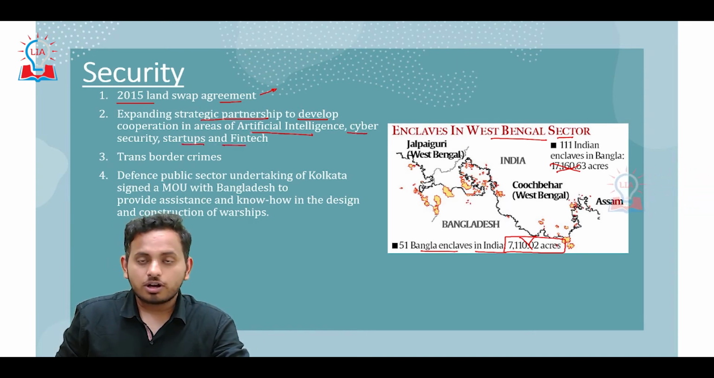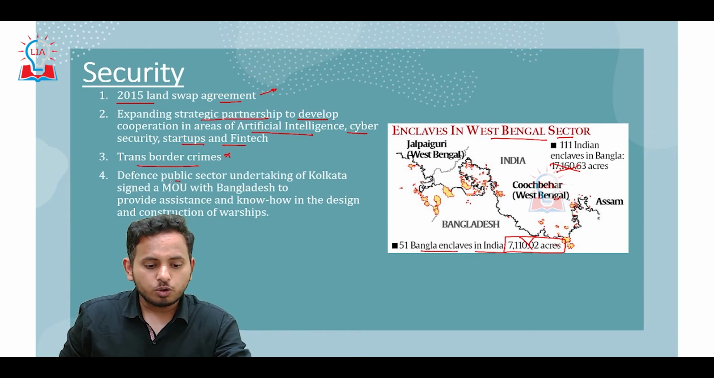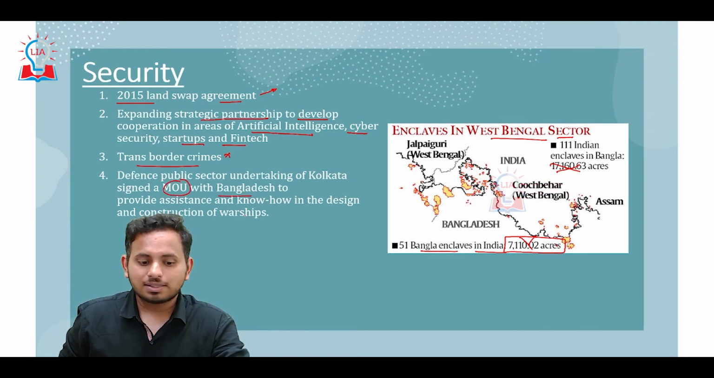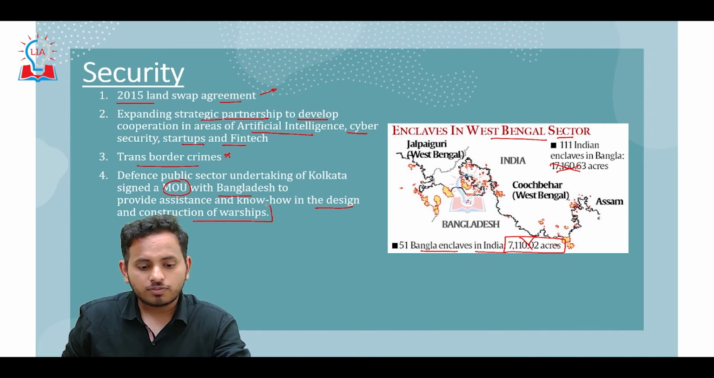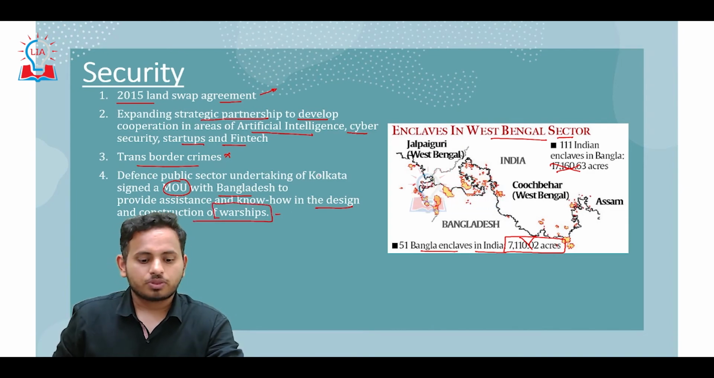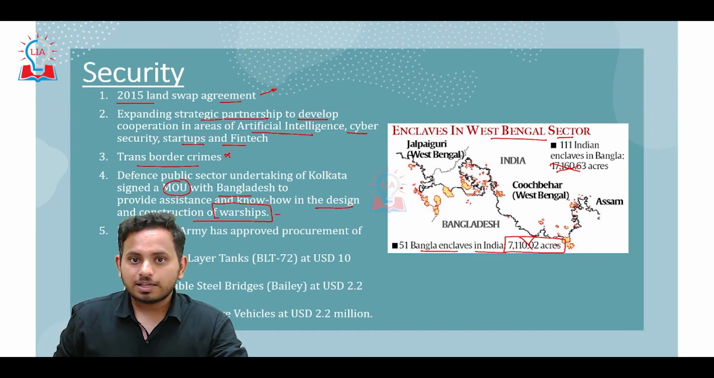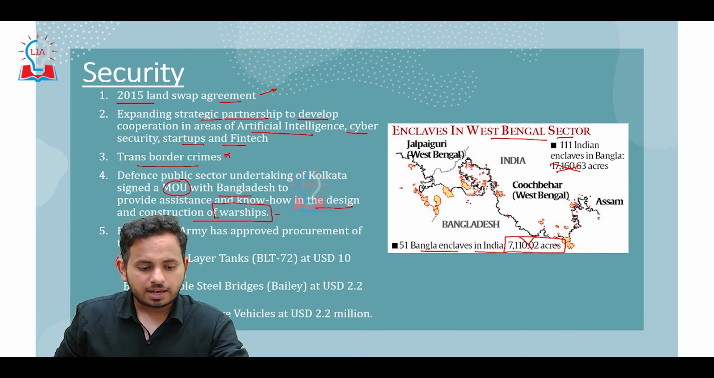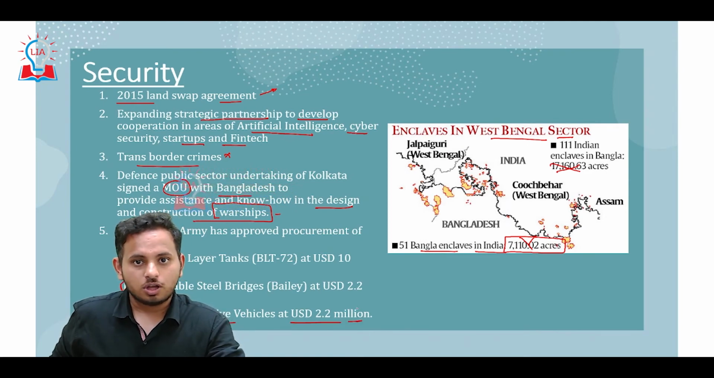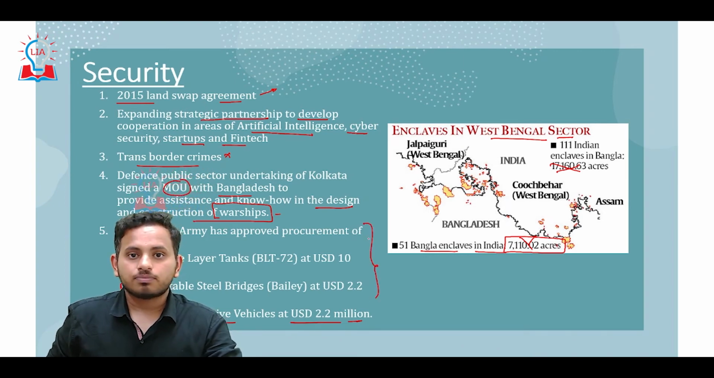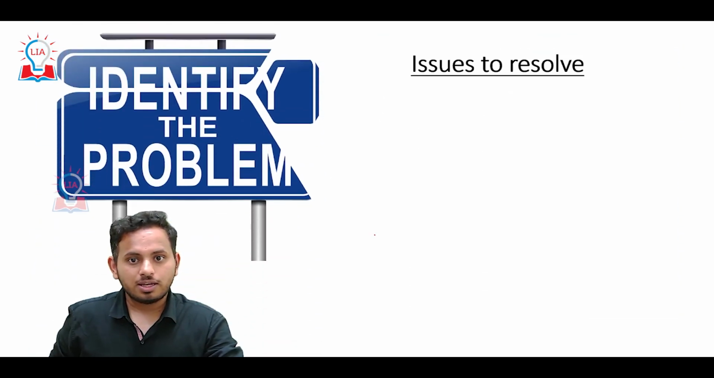With respect to security, this is what is happening between India and Bangladesh as of now. Transborder crimes were eliminated, and an MOU was signed with Bangladesh to provide assistance for the design and construction of warships in the form of defense. Along with this, Bangladesh has also placed orders for procurement of defense equipment from India, including 5 bridge layer tanks, 7 portable steel bridges, and 1 marine protective vehicle, which costs $2.2 million. This is the order that India is providing Bangladesh for its security and defense mechanism.